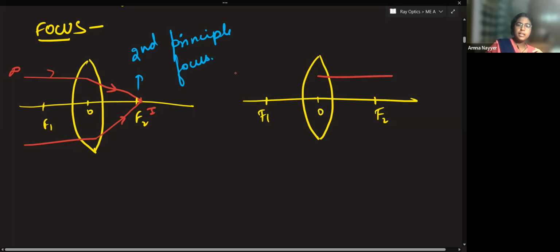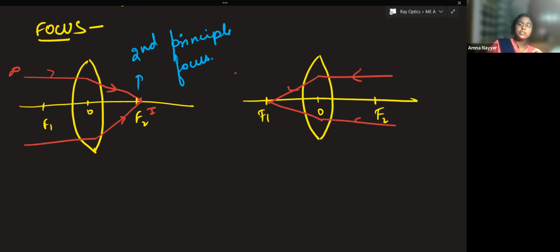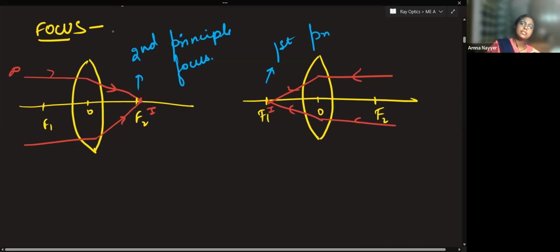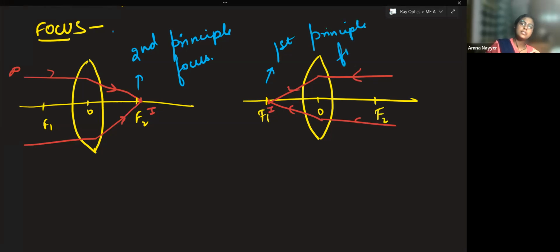Even if rays are parallel from this side, like this, then they will converge at this focus. The image will be formed at this focus. So this is known as what? This is known as the first principal focus. So you can easily note the fact that in the case of a lens, there are two principal foci, the first and the second. Now, what does a converging lens do? A converging lens simply converges the light rays that are coming at a particular point.